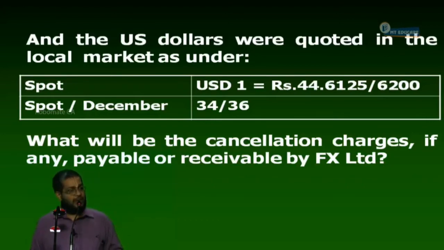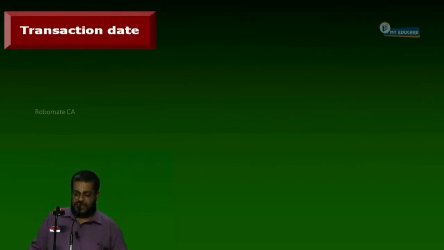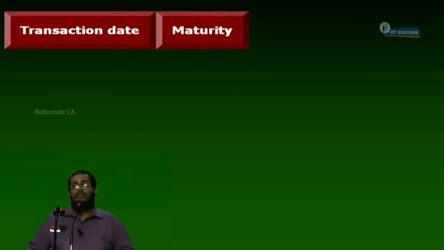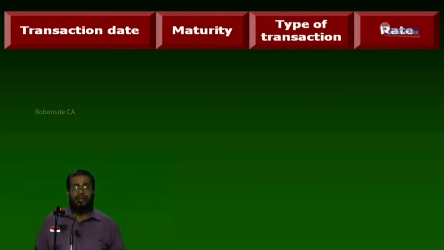Everybody understanding the question or not? Now, can you start doing the solution together? Question number 40. Tell me, what are all the columns? Transaction date, maturity date, type of transaction, and then rate.